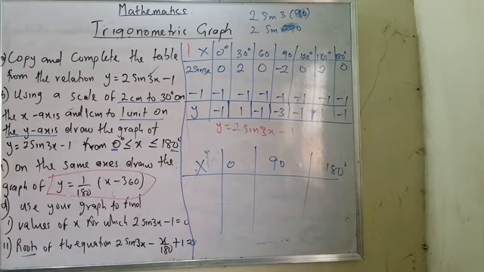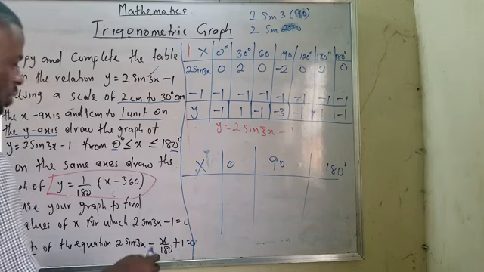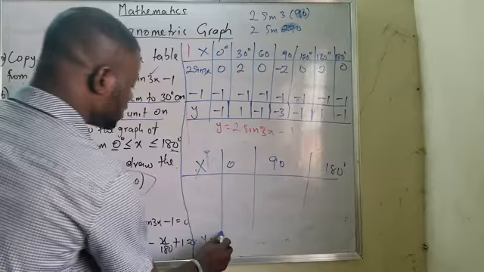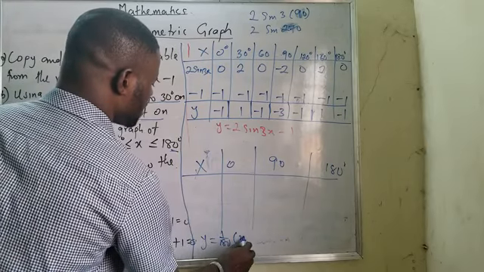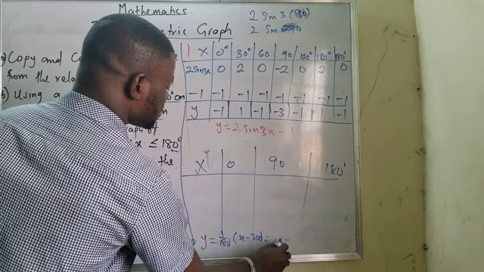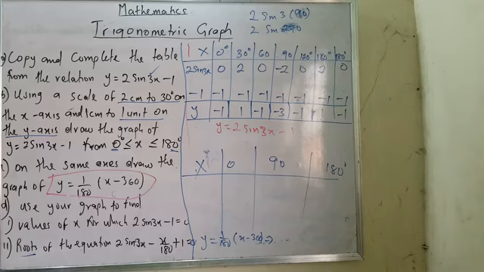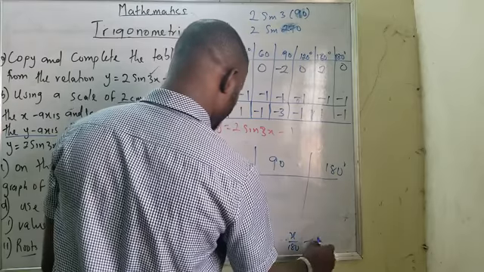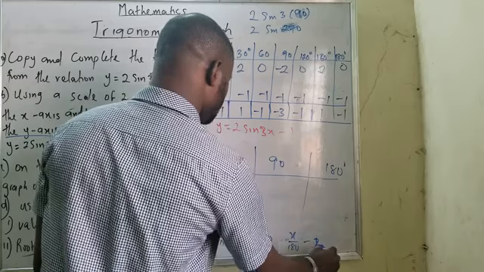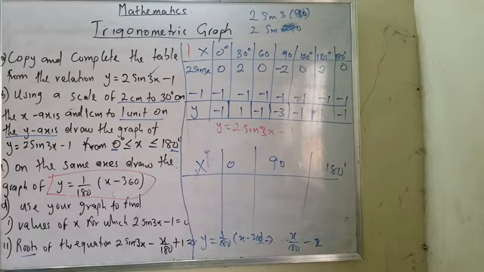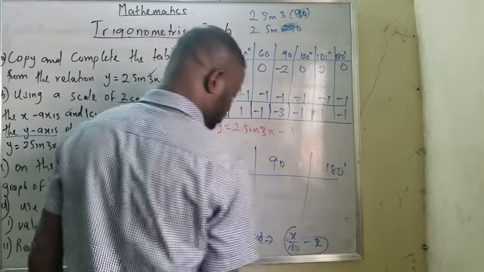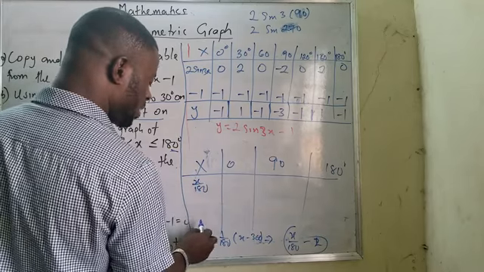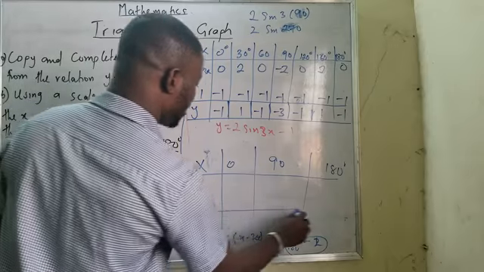Do you know that if I have something like this, I can as well write this as y equals 1 over 180 bracket of x minus 360? I can also write it as x all over 180 minus 2. Yes, I can write that. Now, if I have it this way, here will be x all over 180, and here will be minus 2, and I have my y value.